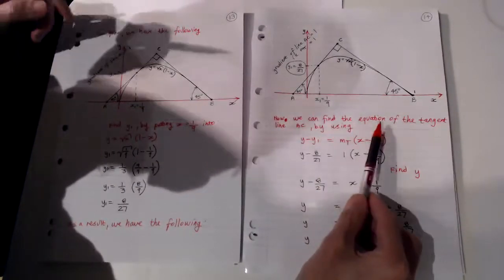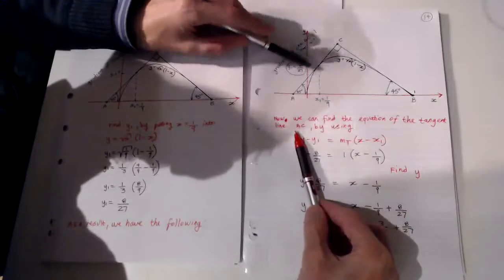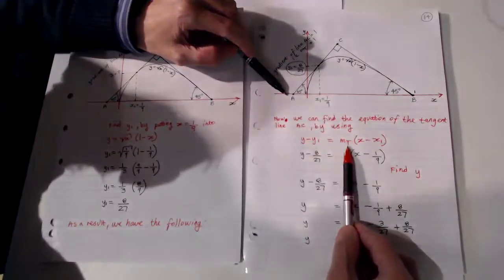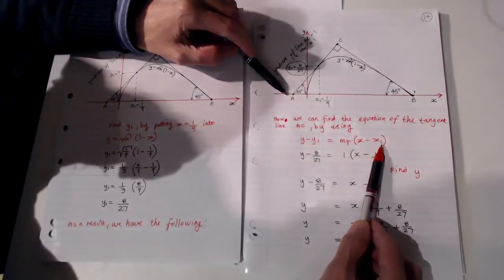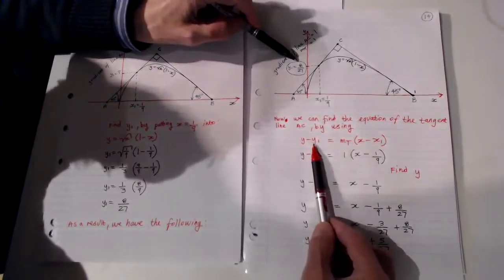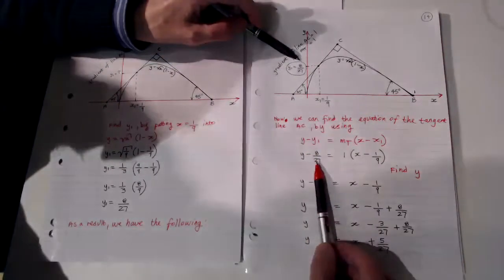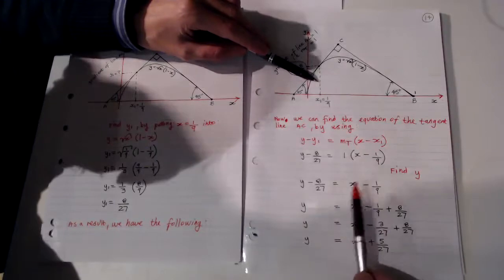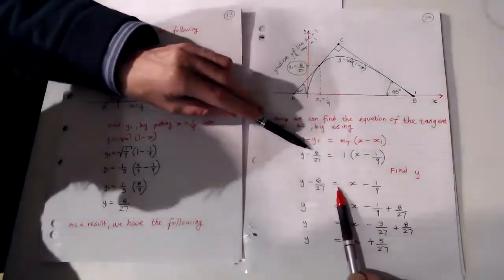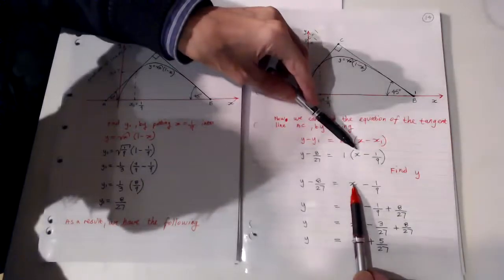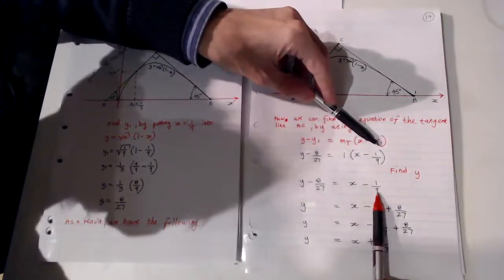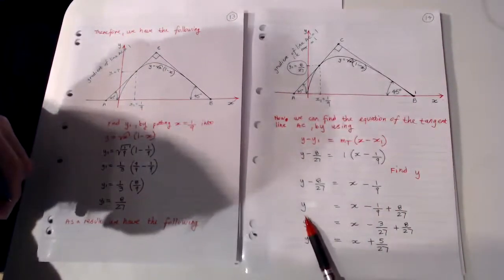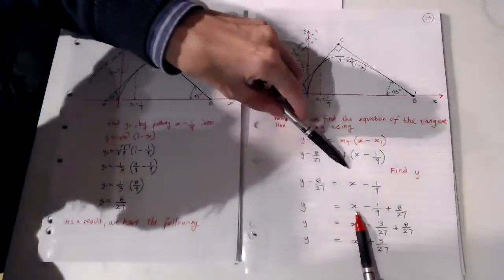Now we can find the equation of the green tangent line AC by using y minus y1 equal to m times (x minus x1). So y1, as we've just seen, is 8/27, and x1, as we've just seen, is 1/9. So therefore, y minus 8/27 equals 1 times x is x, 1 times -1/9 is -1/9. Now we're going to find y. That is, get y by itself. So therefore, y equals x minus 1/9.